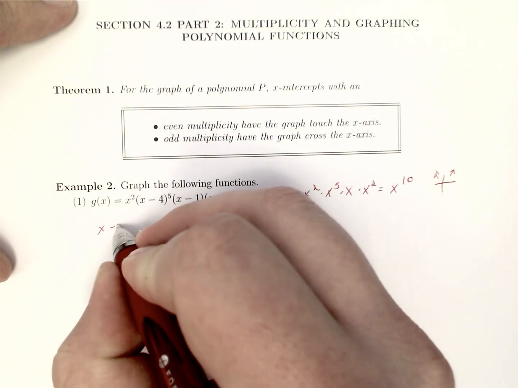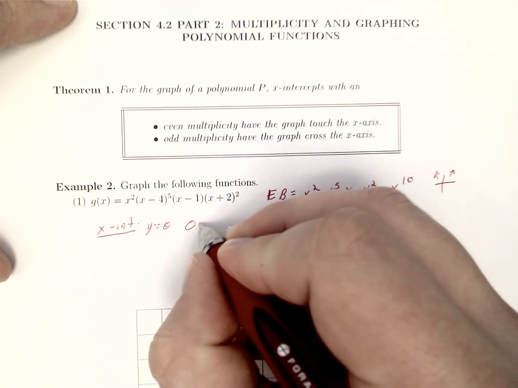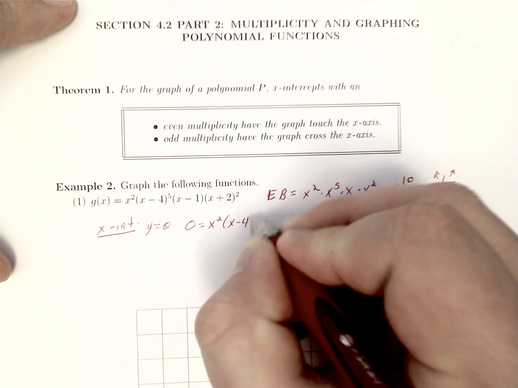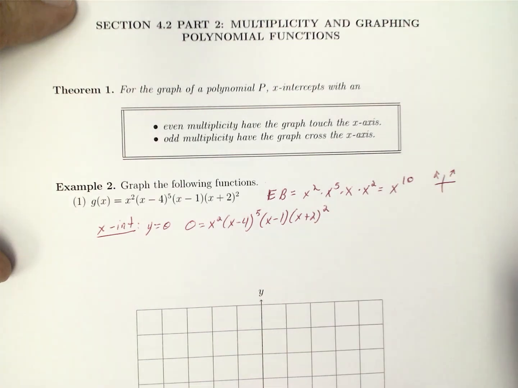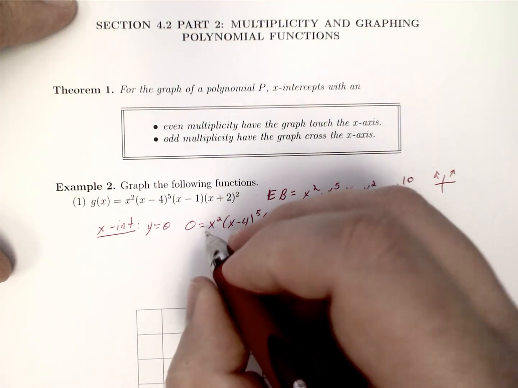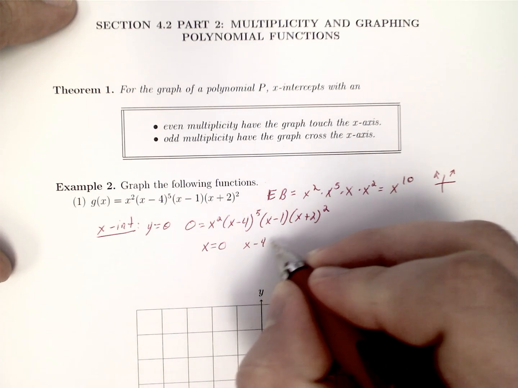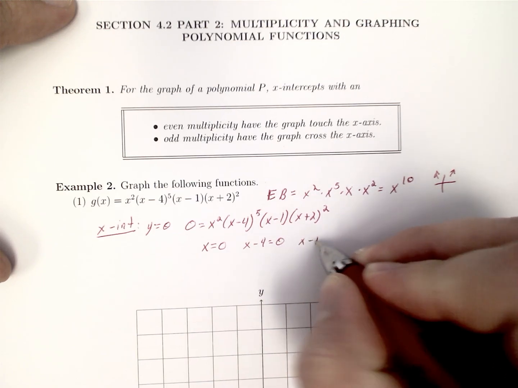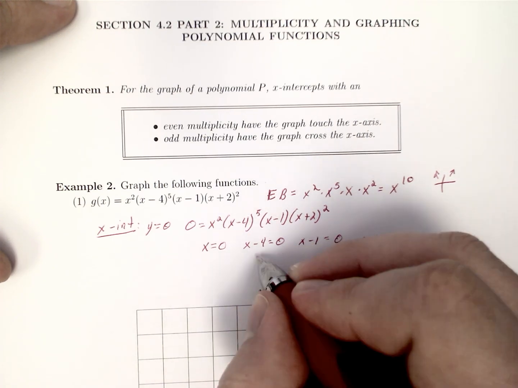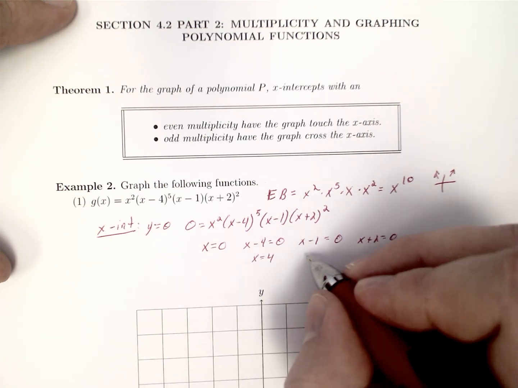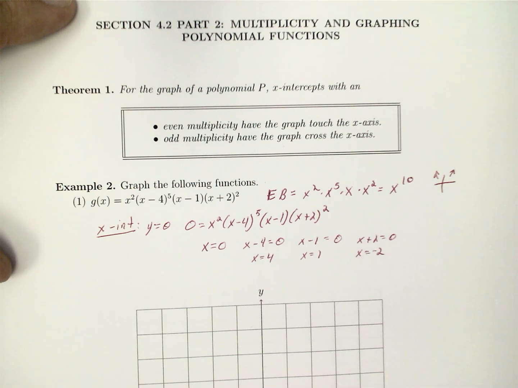For the x-intercepts, we set the opposite variable equal to 0, which means we have 0 equal to x squared times (x minus 4) to the fifth times (x minus 1) times (x plus 2) quantity squared. We set each one of these factors equal to 0: x equals 0, x minus 4 equals 0, x minus 1 equals 0, x plus 2 equals 0. So we get x equals 0, that doesn't really change, x equals 4, x equals 1, x equals negative 2.